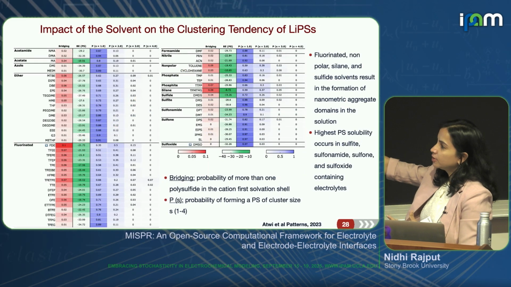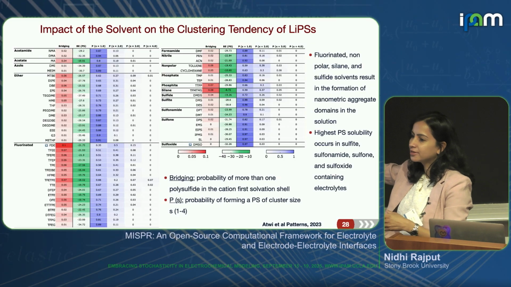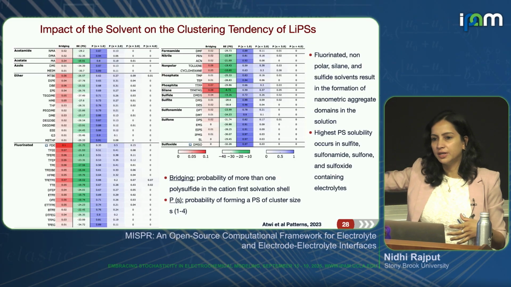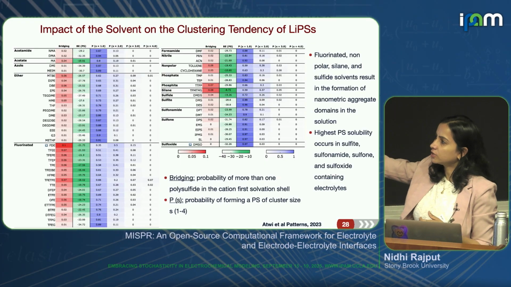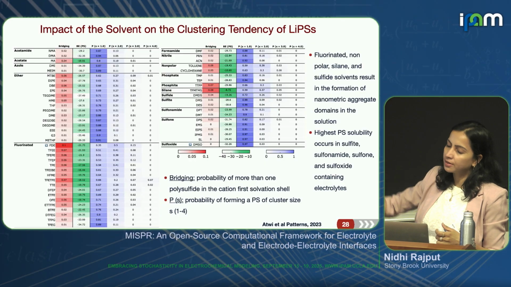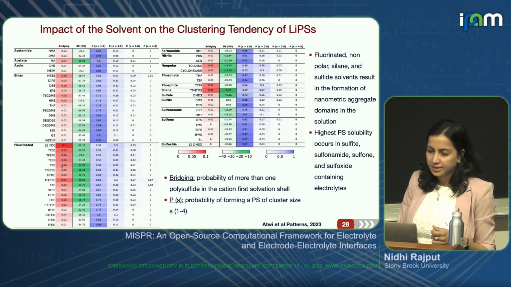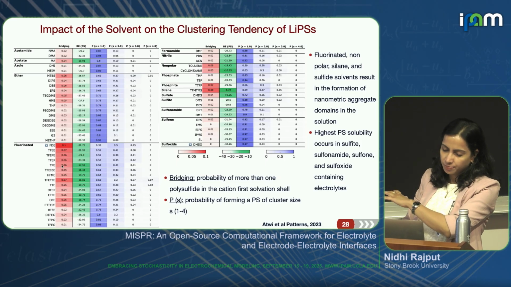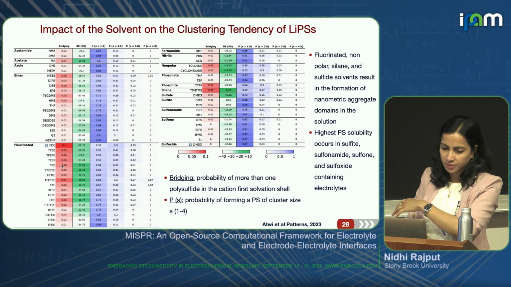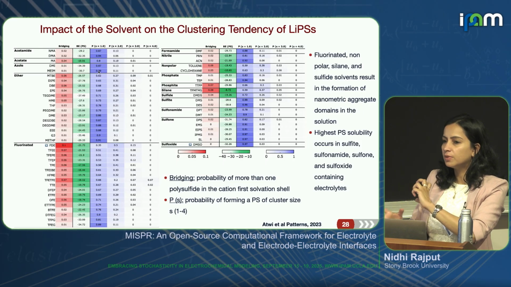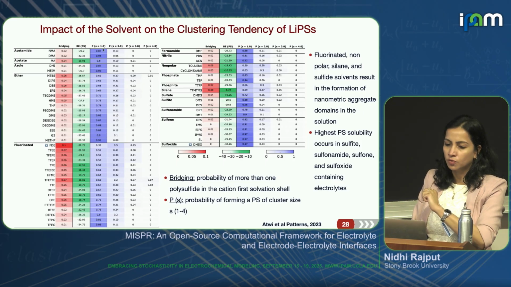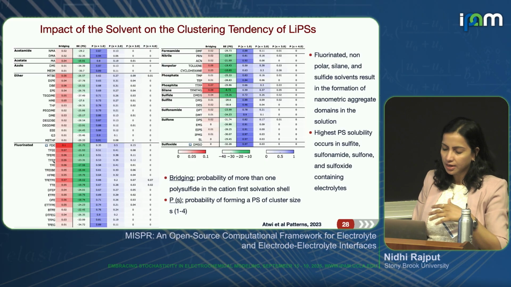I don't expect anyone to be able to read anything here, but just focus on the color scheme. We did MD simulations for all the electrolytes which have been tested in the literature, different solvent classes, and it gives us similar information. Previously it was the DFT calculation. This is the MD simulation, but what we noticed here is that the red column is the bridging effect, the green ones are the binding energies, and the purple ones are the probability of forming clusters of different sizes, from 1 being the smallest to 4 being the largest.